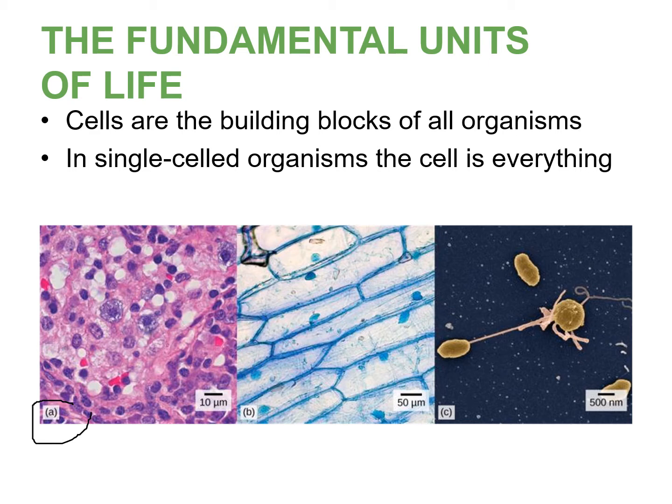Figure A is a view from a light microscope of some nasal sinus cells. Figure B is actually some onion cells, again viewed with a light microscope, with a different type of stain here. And then Figure C is a specific type of bacterial cell that's seen through a scanning electron microscope, and we're going to look at some other scanning electron microscope pictures as we go through this lecture.